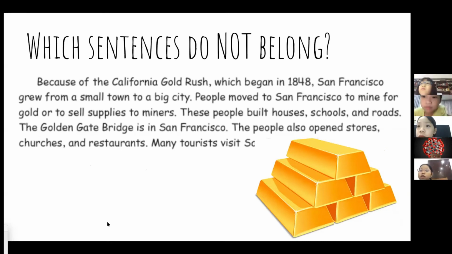Because of the California gold rush, which began in 1848, San Francisco grew from a small town to a big city. People moved to San Francisco to mine for gold or to sell supplies to miners. These people built houses, schools, and roads. The Golden Gate Bridge is in San Francisco. The people also opened stores, churches, and restaurants. Many tourists visit San Francisco.